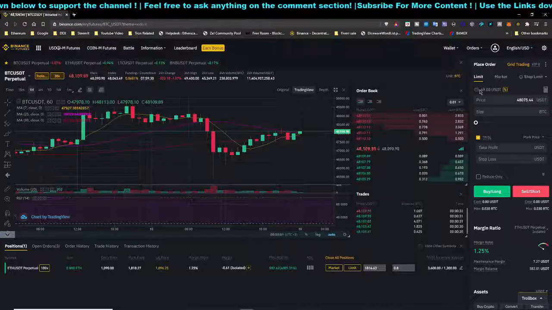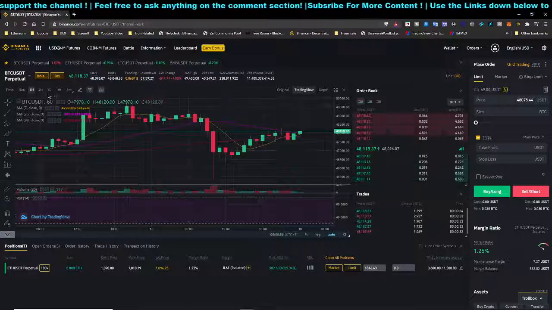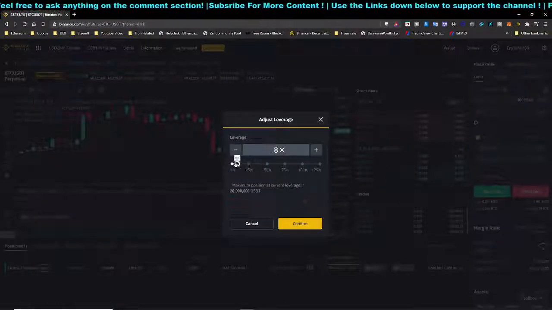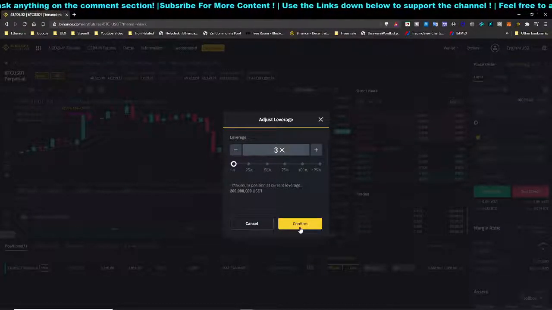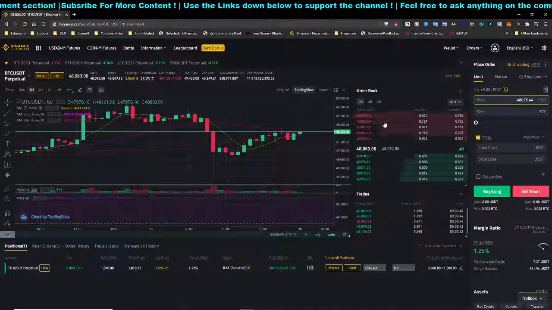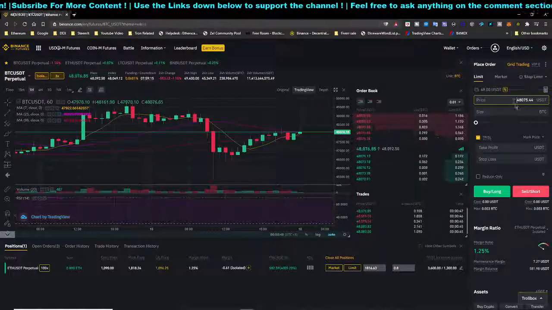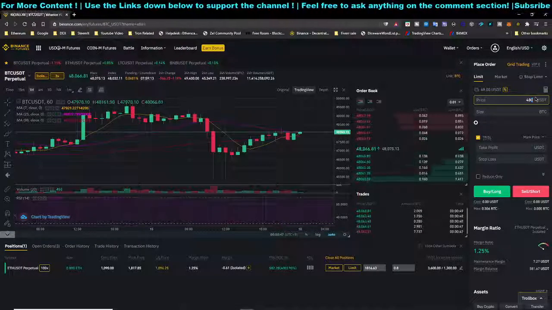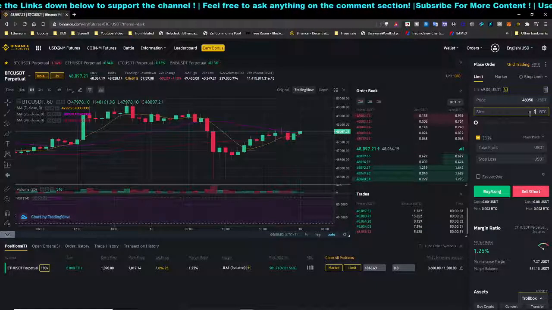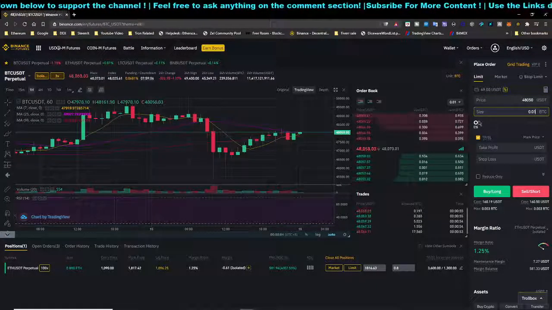As you can see, I have $50 on my balance, and I'm going to choose isolate, and I'm going to do 3 times to be safe. Over here you can see, for example, the price of Bitcoin is at this level and I want to get a cheaper entry, for example like this. And after that, for how much Bitcoin I want to pay, I can use a slider.